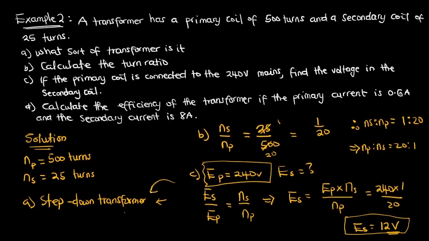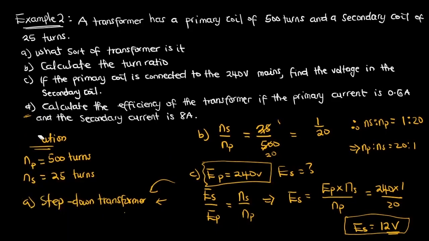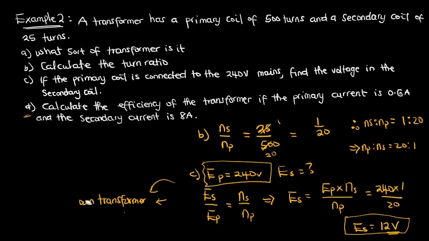All right, so now that we have this, let's go ahead and look at the D option of this particular question. Now the D is saying that we should calculate the efficiency of the transformer if the primary current is 0.6 and the secondary current is 8 amperes, right? So let's have a look at that. Okay, so D, we have to calculate the efficiency of the transformer. So we are told that the primary current IP is 0.6 amperes, and the secondary current IS is 8 amperes.